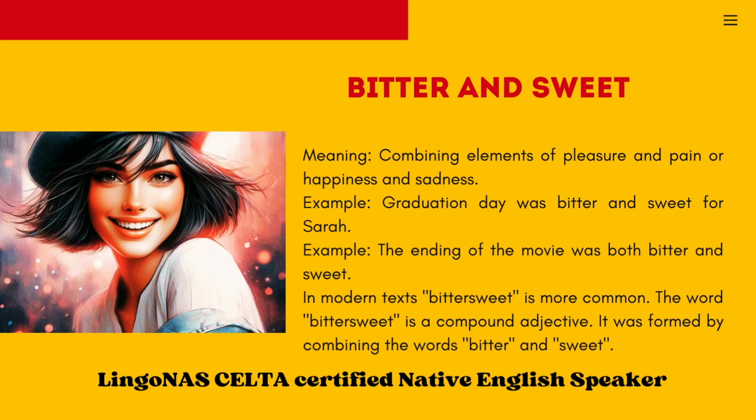And the ending of the movie was both bitter and sweet. Bitter, sweet. So there was an element of happiness, but there was also an element of sadness. Would you say that the ending of Titanic was bitter and sweet? Some people died, but some people survived. So there was an element of pleasure, pain, happiness, sadness. Can you think of other examples?